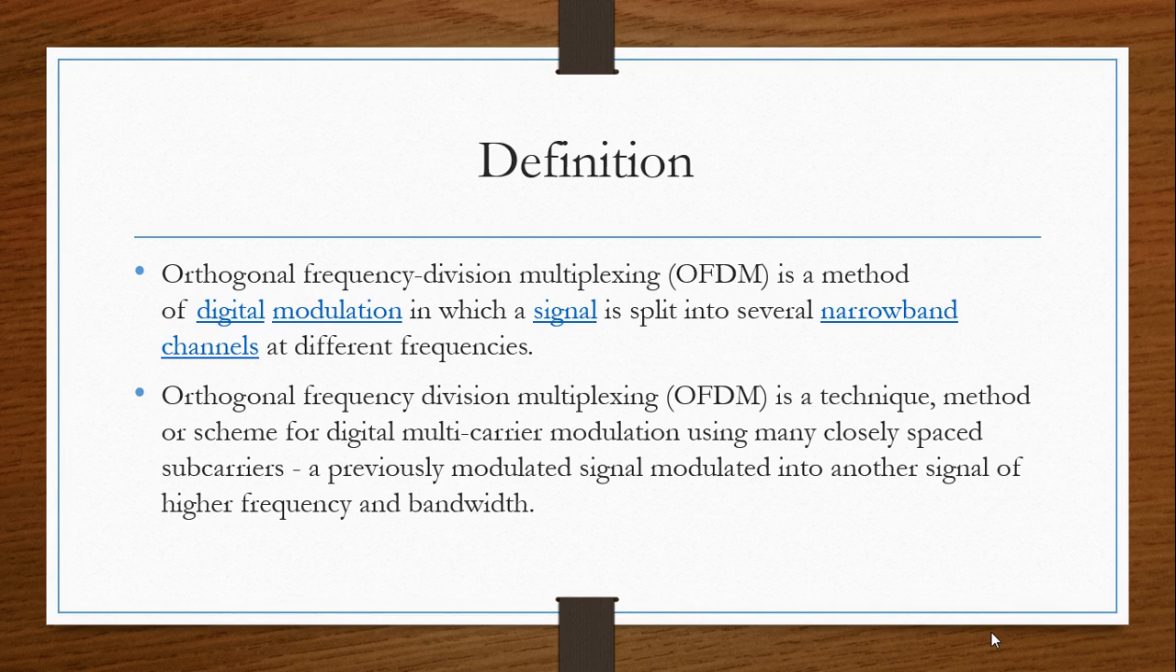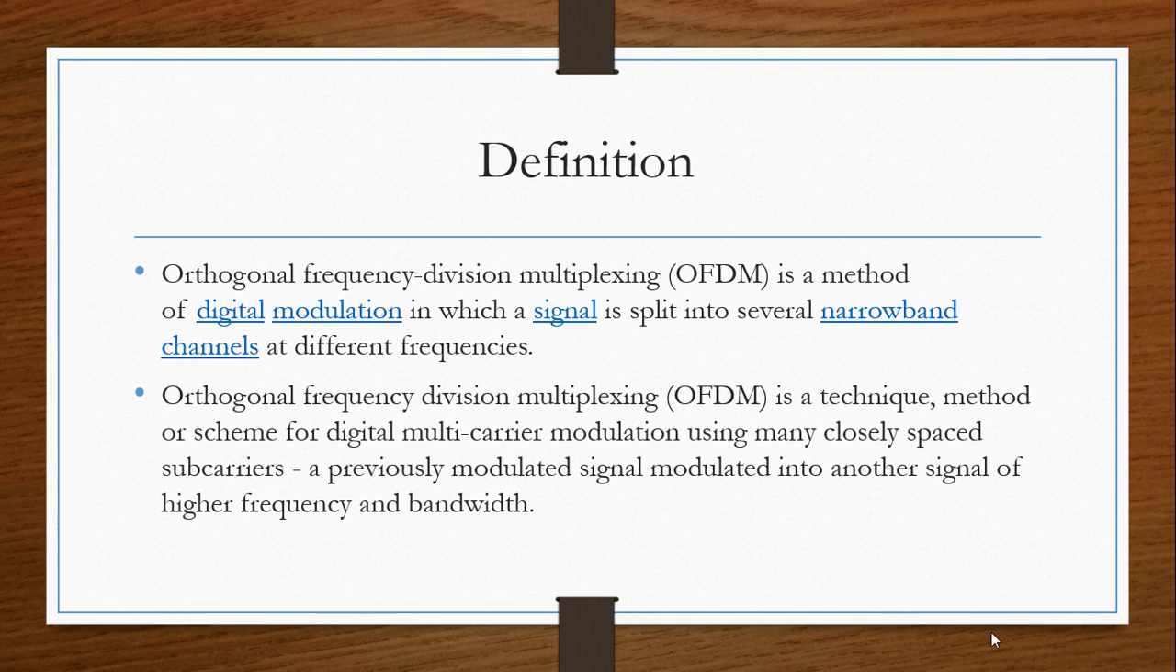In order to understand better, I'll just explain to you what exactly it is. Orthogonal frequency division multiplexing is a method of encoding digital data on multi-carrier frequencies. That is, instead of using just a single carrier frequency to carry the data, we'll be using multiple carrier frequencies. So how is it useful?